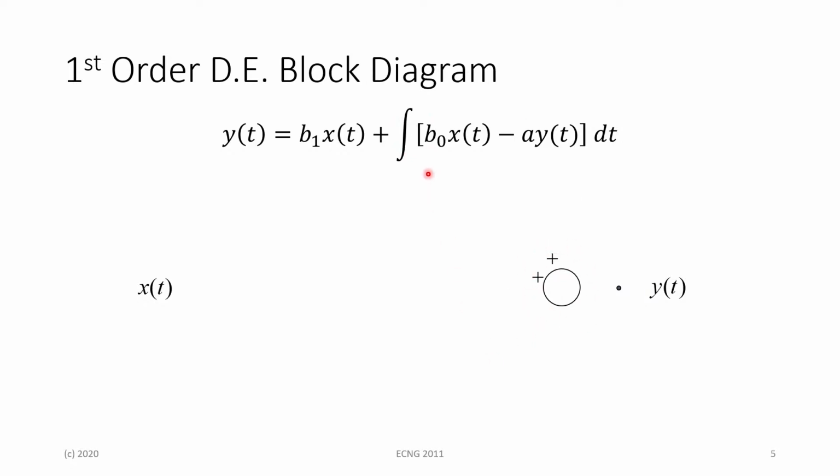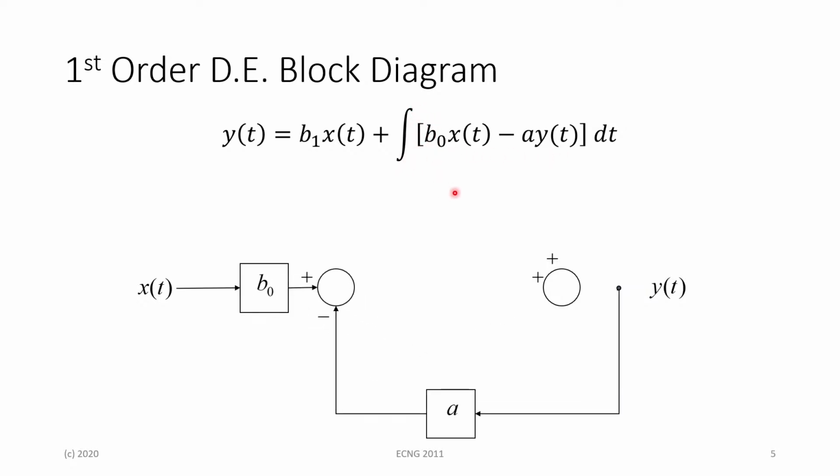We then move on to mapping the equation inside the integral in particular. So let's watch for the b naught x of t part so far. The b naught x of t is just basically connecting the x of t signal here to a multiplicative component b naught. And the sign in front of this is positive, so we connect this as a summation junction saying, okay, this is positive here as such.